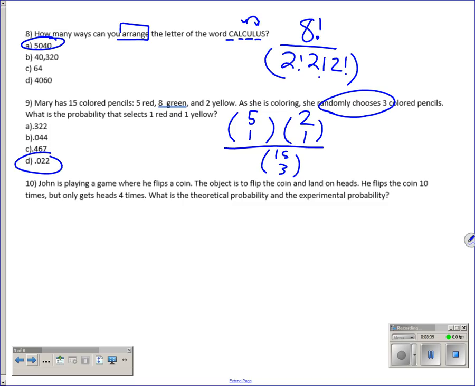Number 10 is a good question. It says John is playing a game where he flips a coin. The object is to flip the coin and land on heads. He flips the coin 10 times, but only gets 4 heads. Okay. What is the theoretical probability and what is the experimental probability?